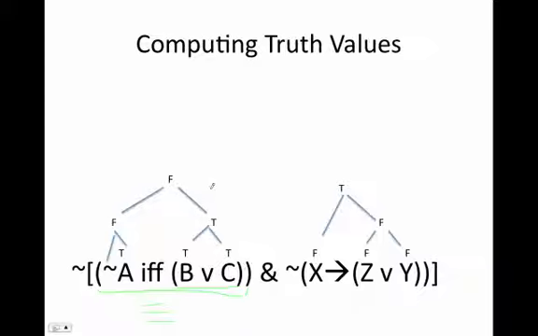Okay, well, what are the rules for the biconditional? They stand or fall together. Both sides of a biconditional have to have the same truth value if the biconditional is to be true. Well, the left side is false, the right side is true. So the biconditional's got to be false. All right.